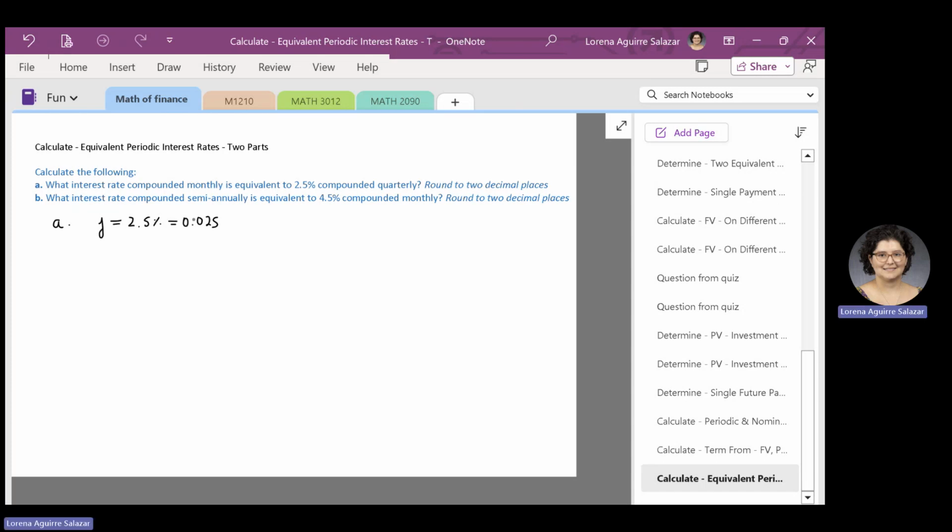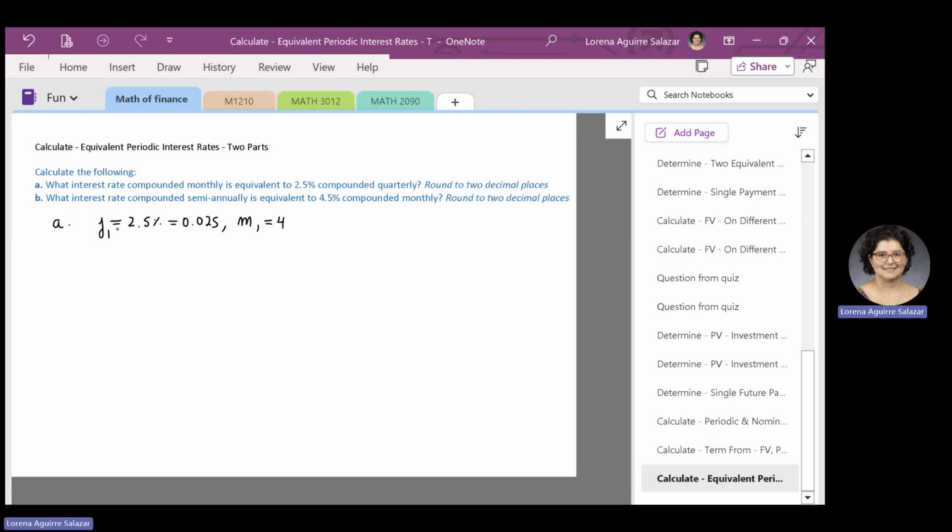We have nominal interest rate 2.5%, compounded quarterly. So let's call this J1. That's telling us that the compounding frequency is 4. Interest is compounded every 3 months. And we need to find the interest rate, the J2 corresponding to this J1 with this M1.